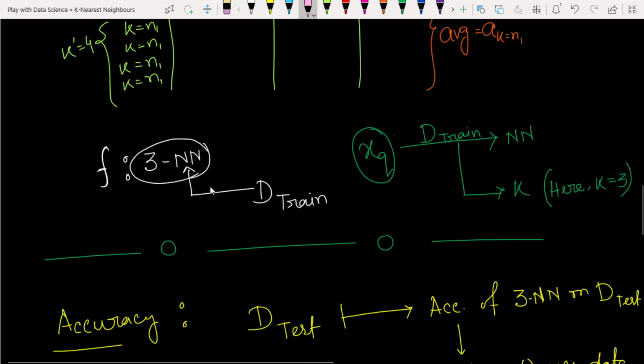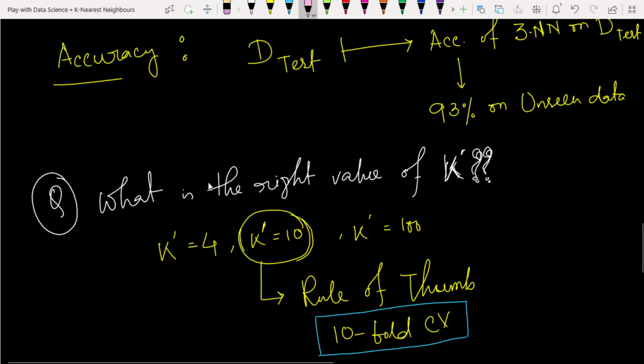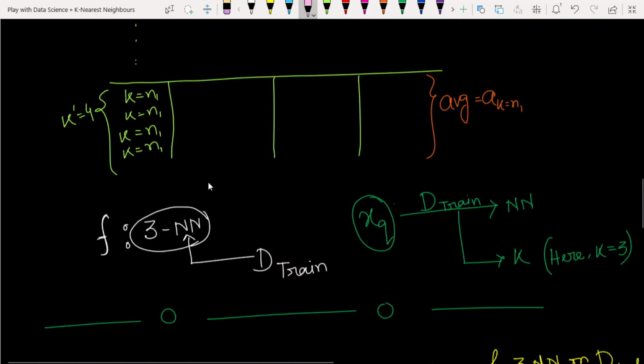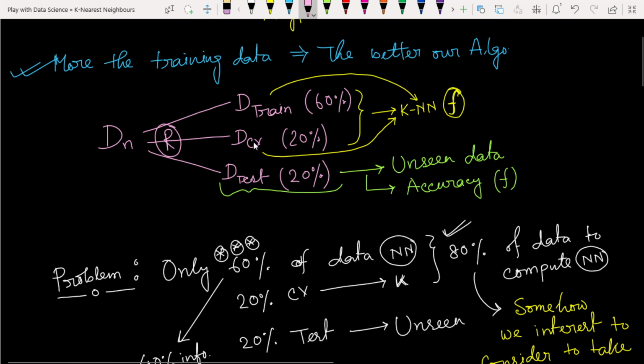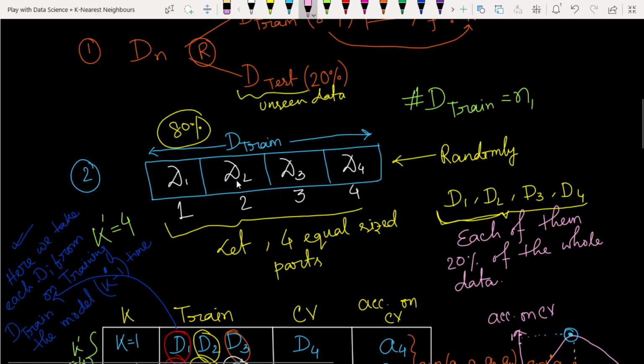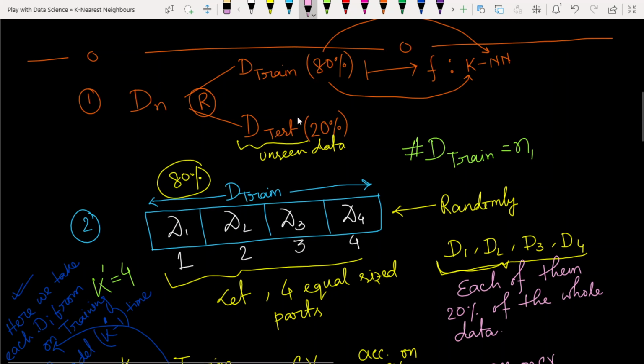The main reason why we do this is the loss of information. We lose 40% of the information in the earlier approach, but in k-fold cross validation we lose only 20%. The remaining 80% of the information is used to build our model, and the other 20% is used to test, as unseen data. I think this is clear.